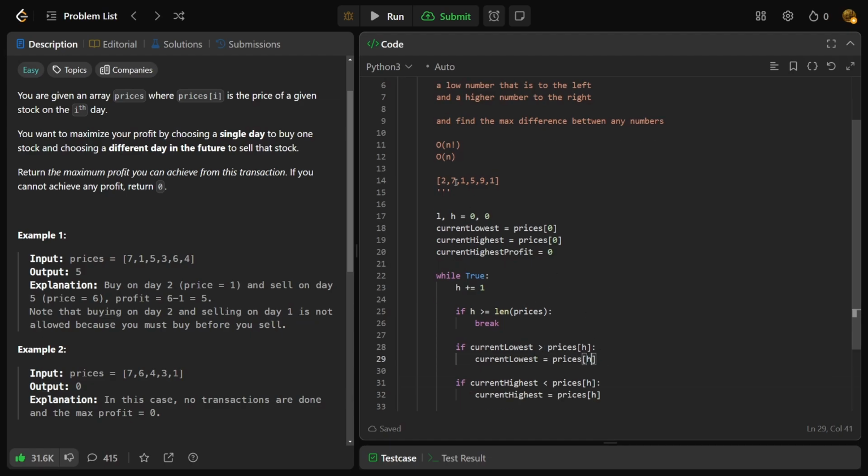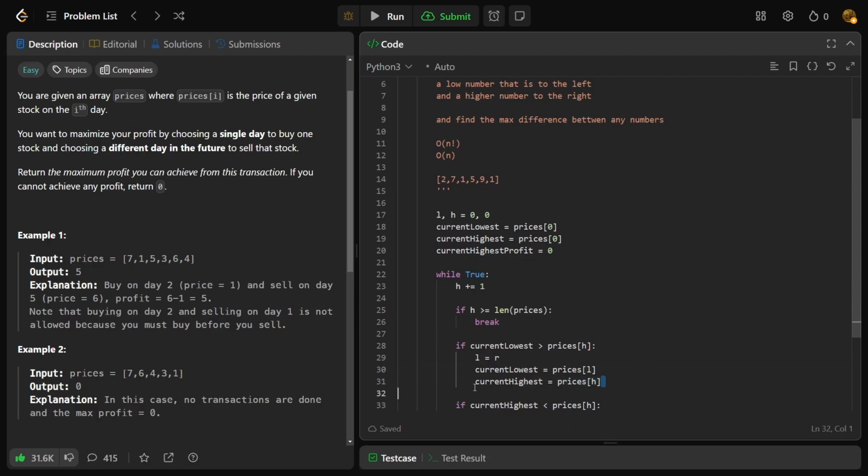Remember, we can only have our highest value be to the right of our current lowest value. So if we set our current lowest value to 1, then we also need to set our current highest value to this 1 as well, and then continue iterating from here. So current highest equals prices h as well. And also we need to update the pointer to our lowest. So l equals r. We can have this as h or l, it really doesn't matter. And again, just to make this crystal clear, remember, if our current highest was 7, but then our current lowest was 1, we need to make sure that the current highest is equal to or greater in index value than that value.